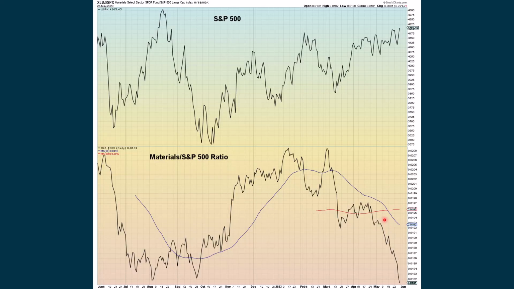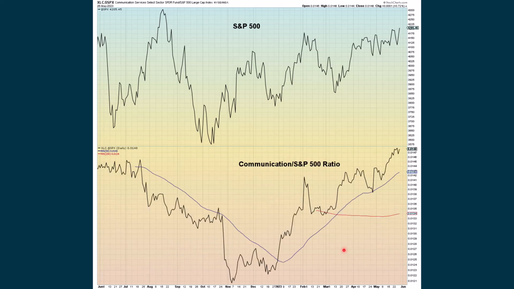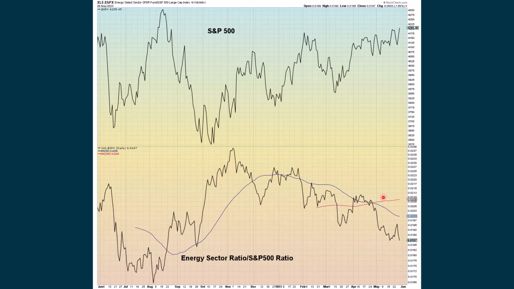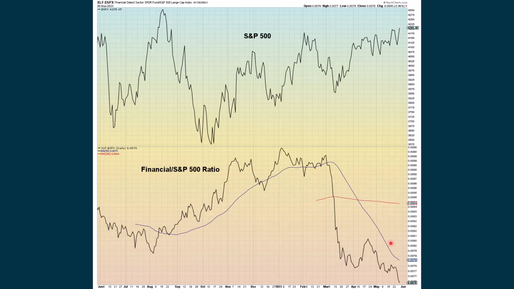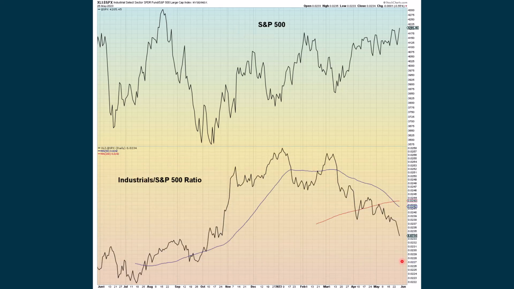Looking at some different sectors, this is the material sector compared to the S&P 500, where it's in an overall downtrend. Communication, this is a current area of strength, is in an uptrend. Energy, which really did well in 2022, is now in a downtrend compared to the S&P. Financials, with all the banking information coming out, they are really underperforming. Industrials, just seeing a death cross here and underperforming.